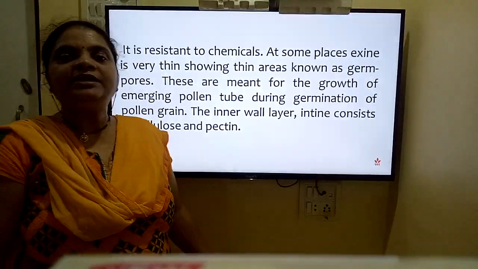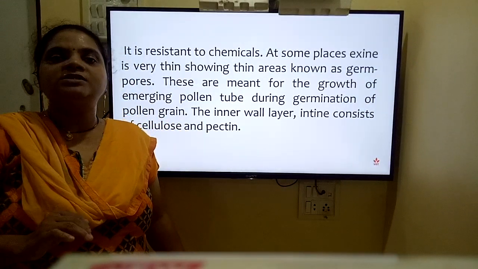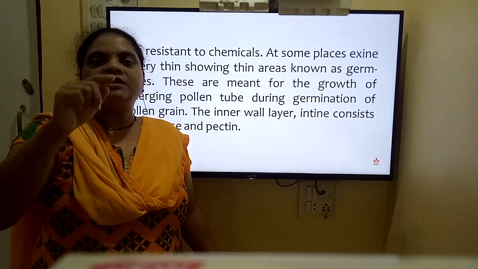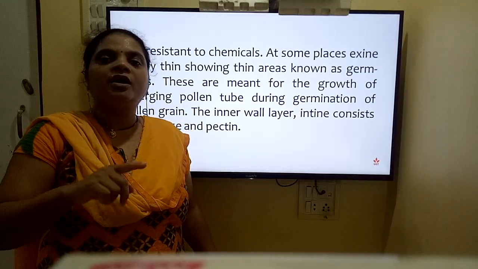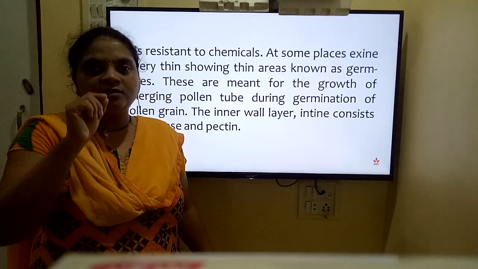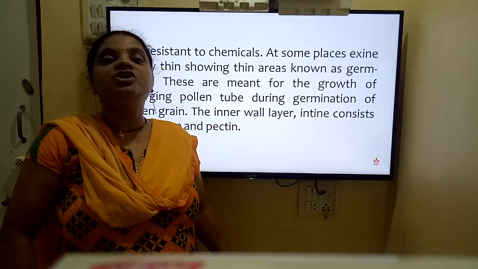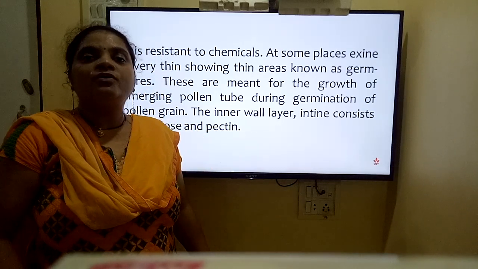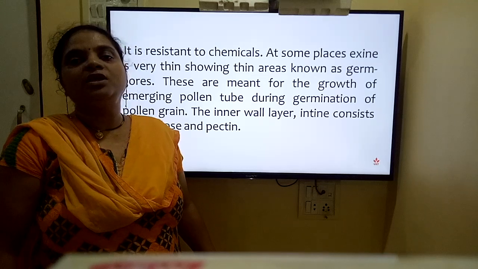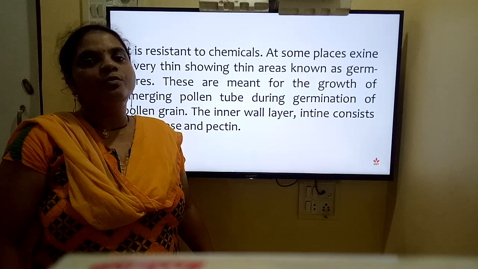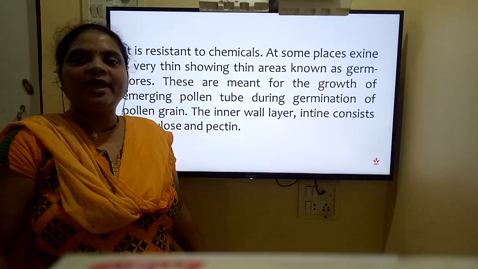Now there is the intine. One more thing is that the exine is not continuous. At some places it becomes thin, and that place is called a germ pore. This germ pore is for the emergence of the pollen tube. So it shows the emergence of the pollen tube. So this is all about the exine.